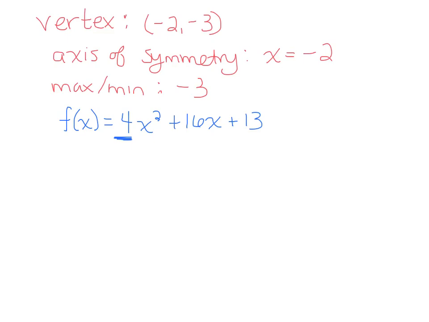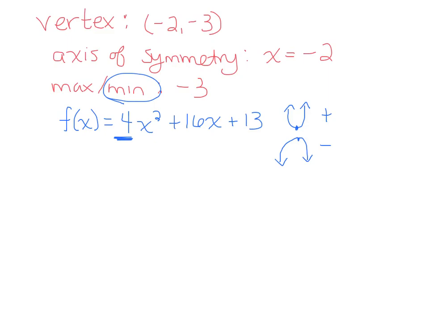If the first coefficient, or the coefficient of x squared, is positive, that means it's opening up and we'll have a minimum. If it's negative, that parabola is opening down and it would be a maximum. So since this is positive here, it's going to be a minimum.